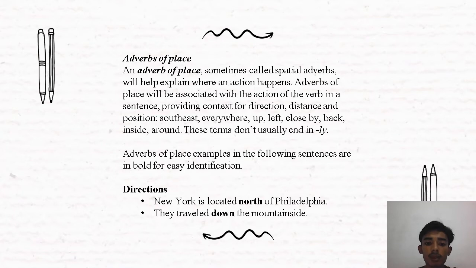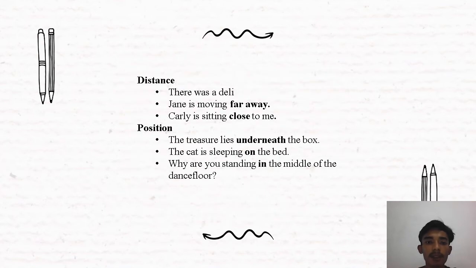Direction: New York is located north of Philadelphia. They travel down the mountainside. Distance: There was a deli. Jen is moving far away. Carly is sitting close to me. Position: The treasure lies underneath the box. The cat is sleeping on the bed. Why are you standing in the middle of the dance floor?